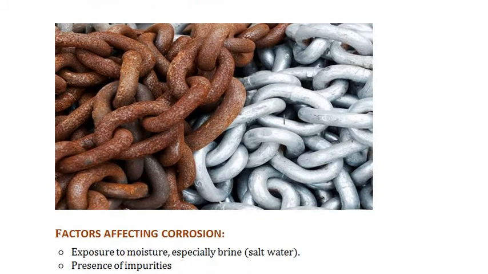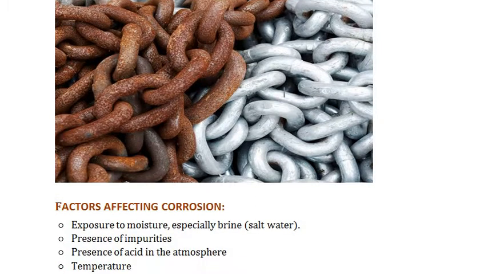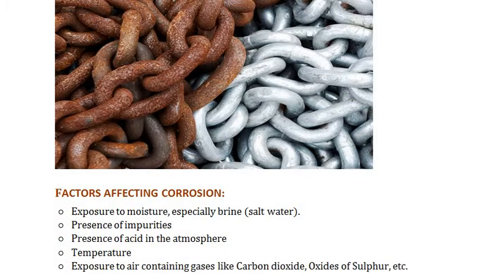Now next we are going to look at factors affecting corrosion. The first is exposure to moisture, especially brine, that's salt water. This really accelerates the rate of corrosion. Then the presence of impurities, likewise presence of acid in the atmosphere. Then temperature also affects corrosion rates, and there's even a type of corrosion that's high temperature corrosion. The higher the temperature, the greater the tendency for corrosion.